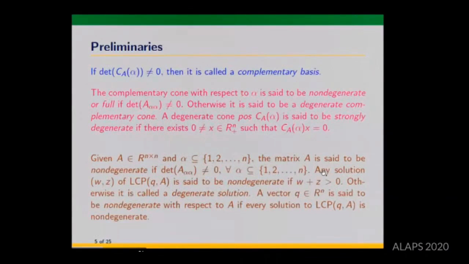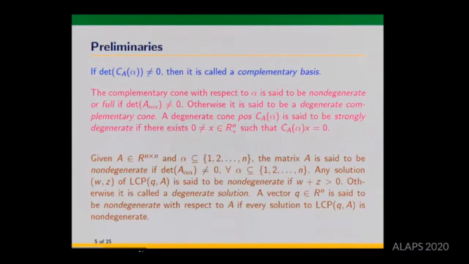If the determinant of C(alpha) is not equal to 0, then it is said to be a complementary basis, and the complementary cone with respect to alpha is said to be non-degenerate if delta alpha is not equal to 0. Otherwise, it is said to be a degenerate complementary cone. A degenerate cone pos C_A(alpha) is said to be strongly degenerate if there exists 0 not equal to x belonging to Rn plus such that C_A(alpha) x is equal to 0.